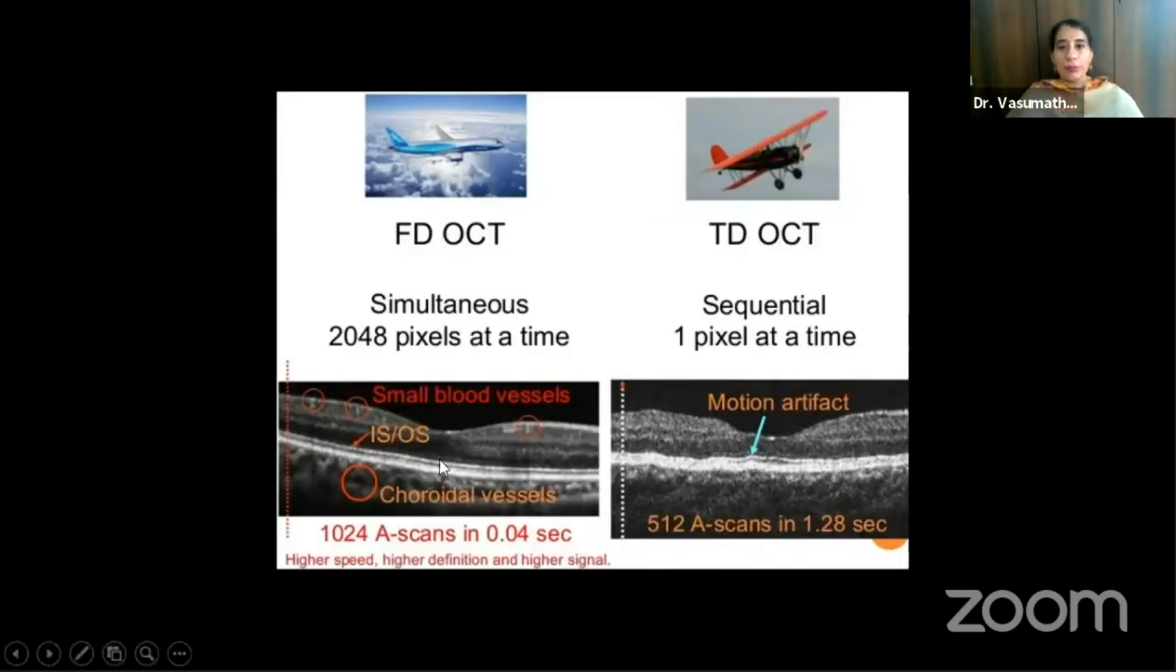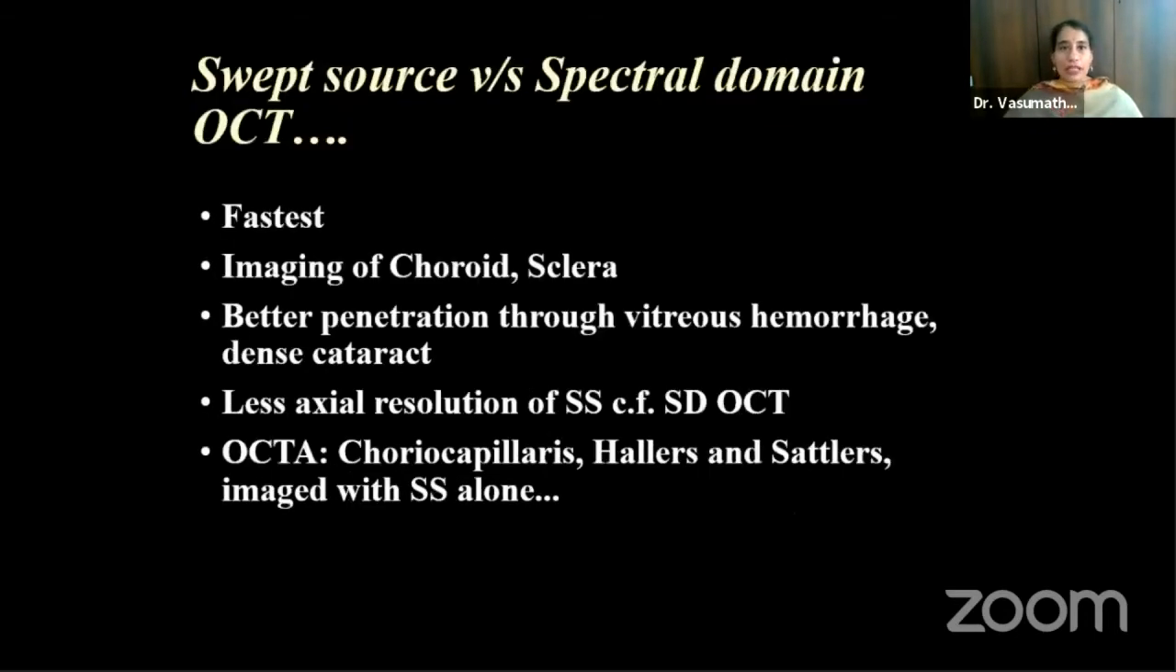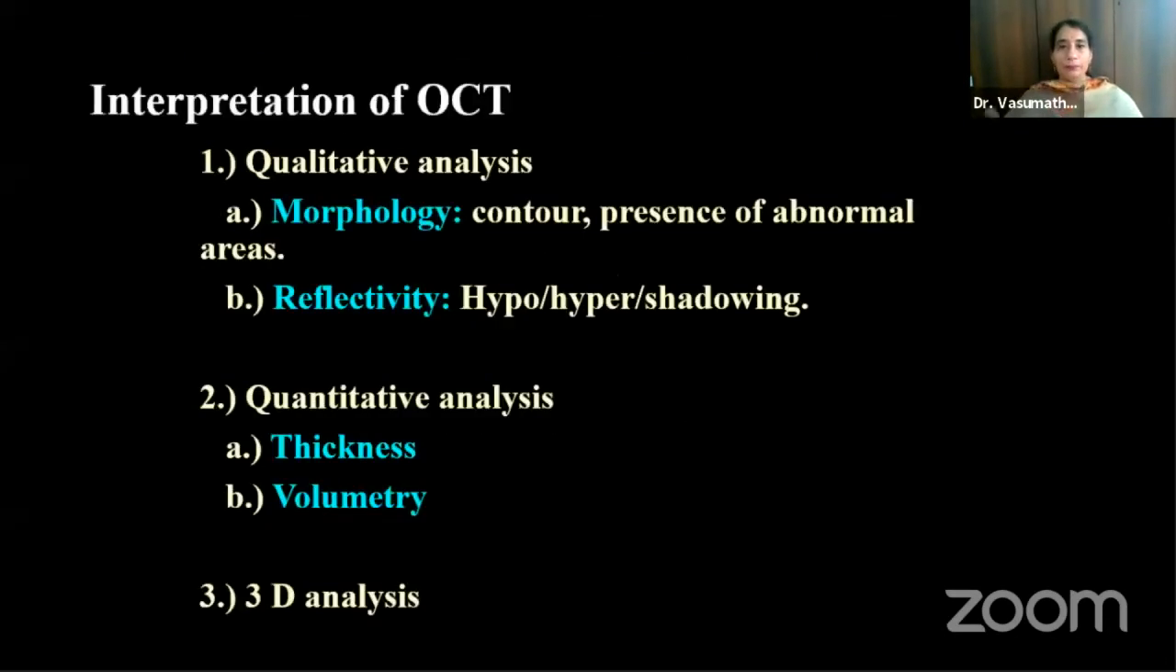You can delineate more vessels with a higher number of scans at a point in time, and it's 50 to 1,000 times faster than the time domain OCT. In patients with media opacities, high myopes, pseudophakic eyes, and small pupils, it gives much better picturization when compared to time domain. And now we have moved on to swept source also, which images the choroid and the sclera very well, because we have come to understand that including in diabetic retinopathy, the choroid plays a very important role in the pathogenesis, and we have better penetration through vitreous hemorrhage, dense cataract, etc.